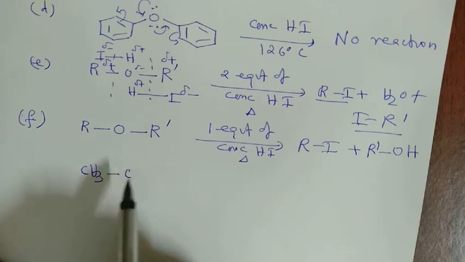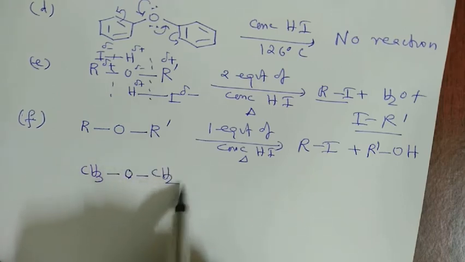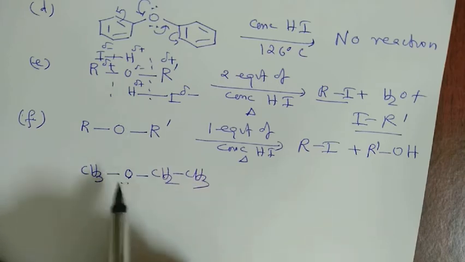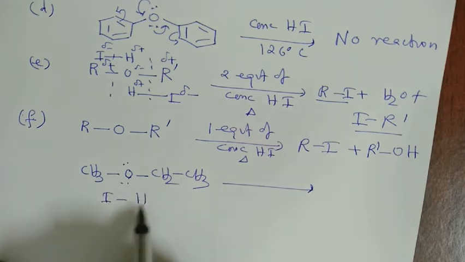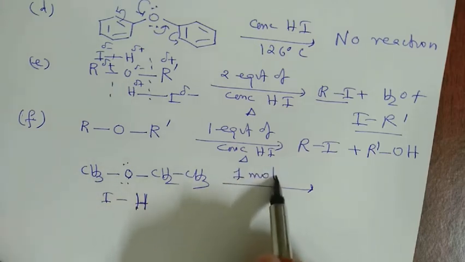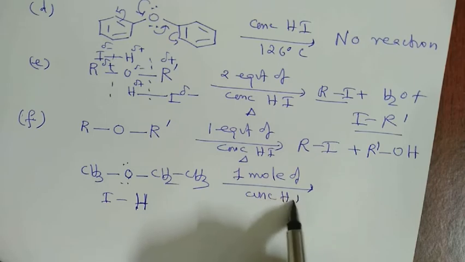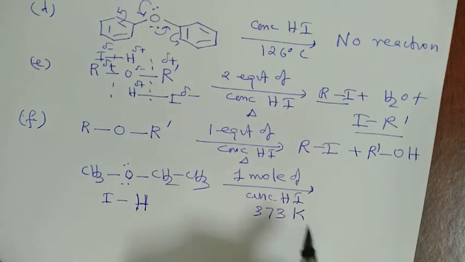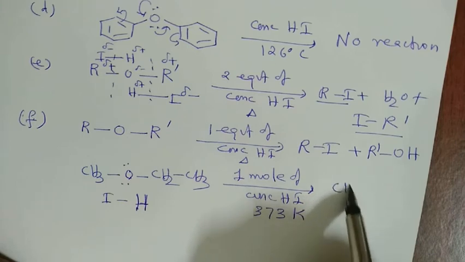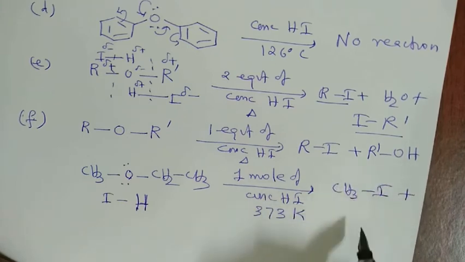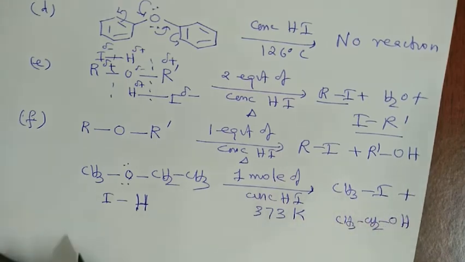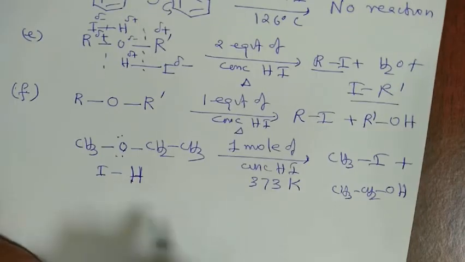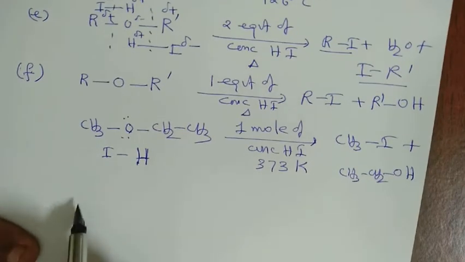For example, methyl ethyl ether, on heating with one equivalent or 1 mole of concentrated HI, gives a mixture of methyl iodide, the lower alkyl iodide, and ethanol, the higher alcohol. The mechanism of cleavage is SN2.